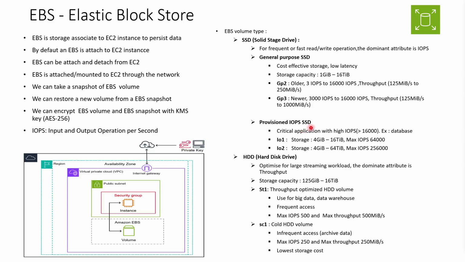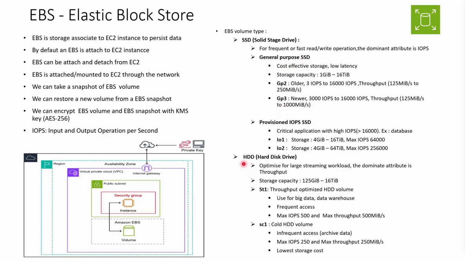For example, we choose the provisioned IOPS SSD for critical data and where the IOPS is greater than 16,000. For example, the use case, a database. If the IOPS is less than 15,000, we choose the general purpose.